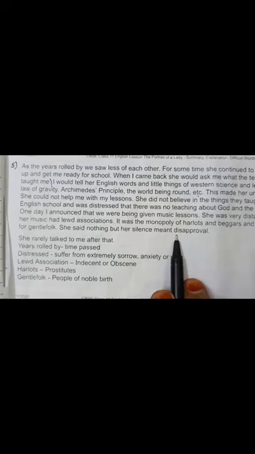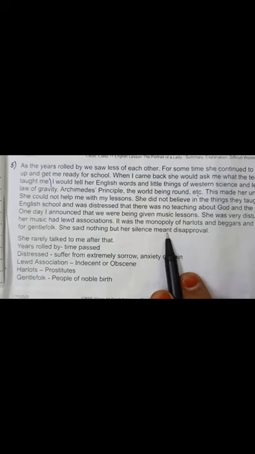So this is your fifth paragraph, and the difficult words are given along with their meanings, children. You can see the difficult words along with the meanings. Then let's start the sixth paragraph. What happened in the sixth paragraph after that?